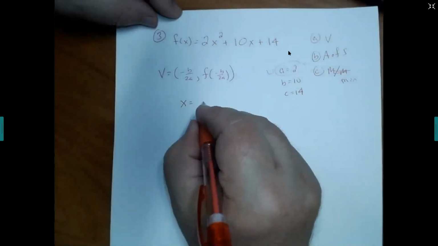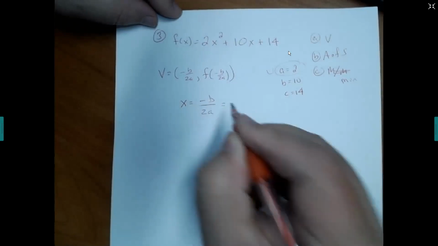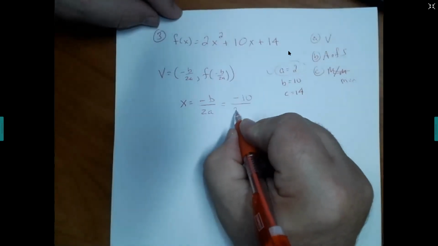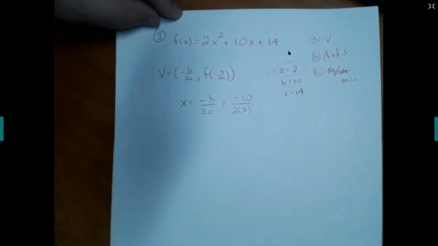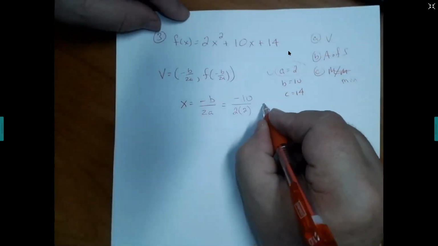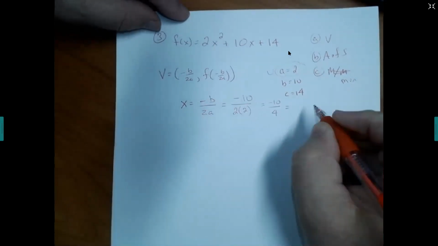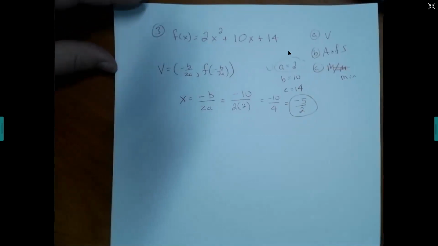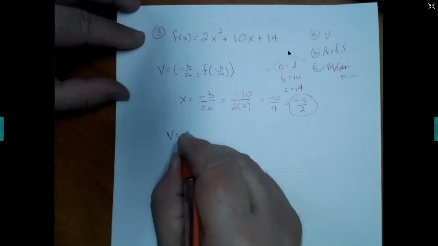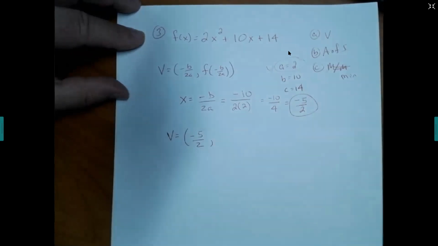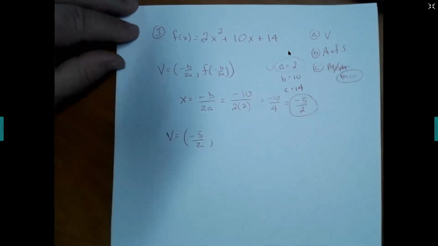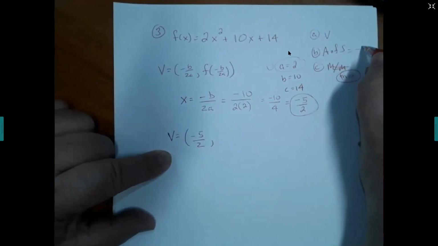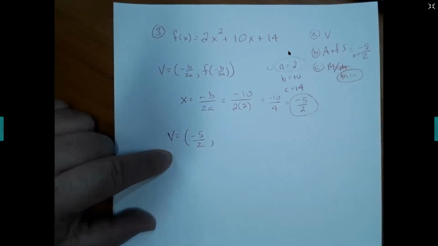The X value, negative B over 2A. Negative 10 over 2 times 2. Negative 10 over 4 simplifies to 5 over 2. Now we've finished question B. The axis of symmetry is negative 5 over 2. X equals negative 5 over 2.